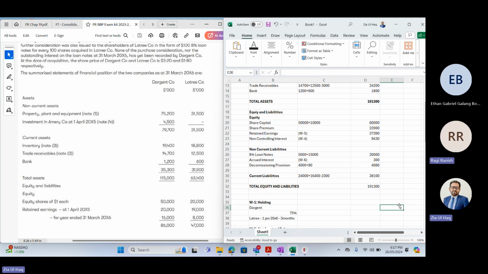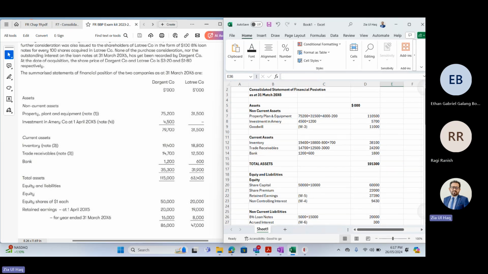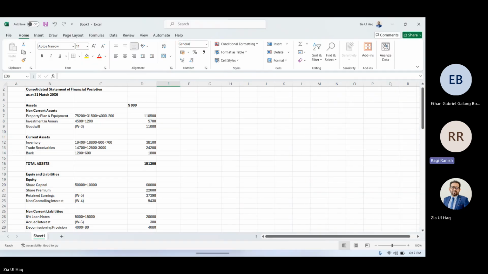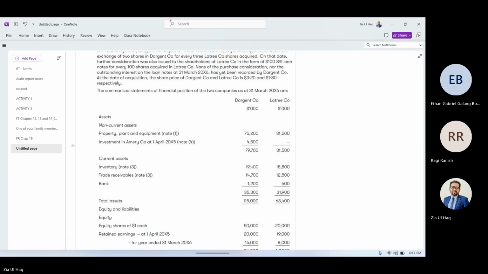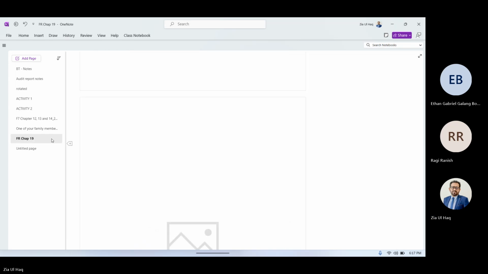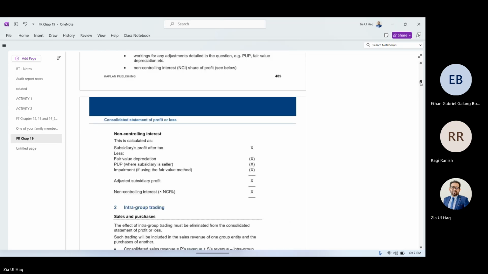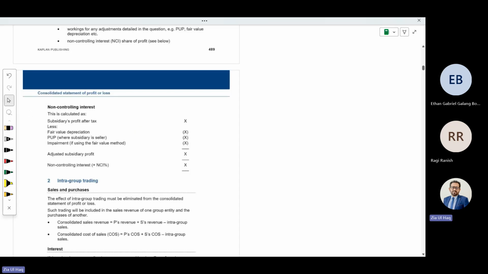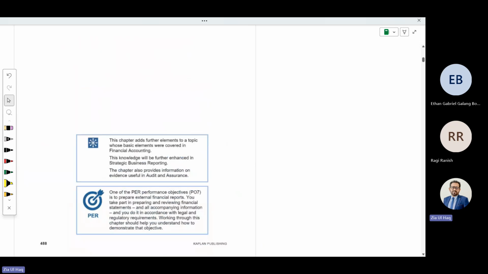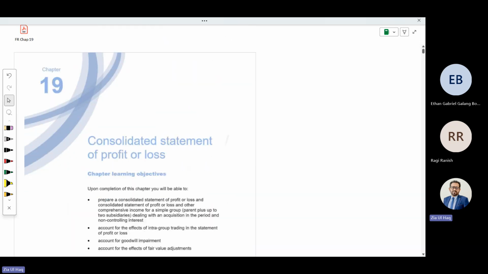So let's move towards the next topic, which is about the consolidated P&L. Chapter 19, consolidated profit and loss account. Very simple, not that difficult like the consolidated balance sheet.